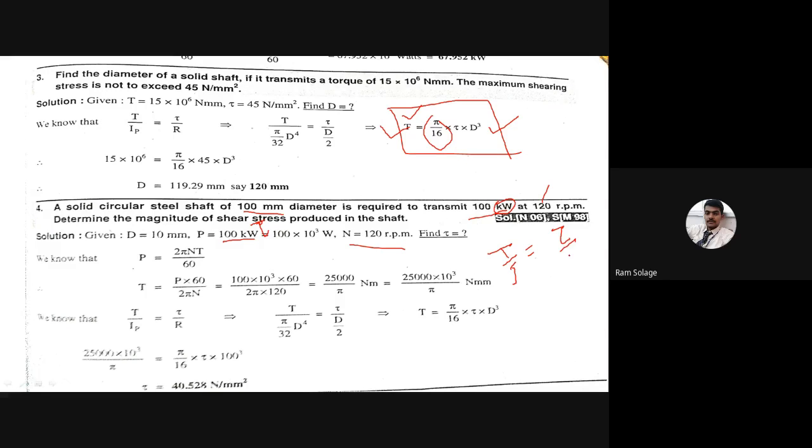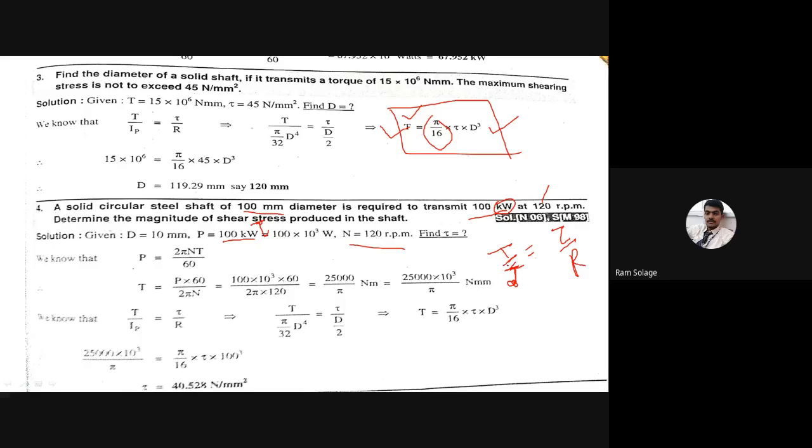We will use the relation number 1 and 2. T is equal to... आतापर्यंत आपण फक्त रिलेशन 1 and 2 यूज केलोय. बरोबर आहे का. रिलेशन नंबर 3 काय यूज केलं नाही. In the problem they are not mentioning the value of angle of twist and modulus of rigidity. So we have not used the formula relation number 1 and 3. Only we are using the relation number 1 and 2.